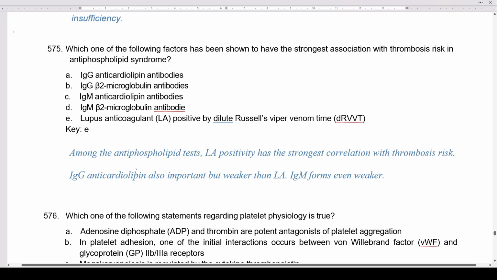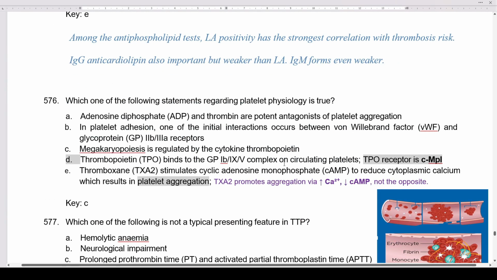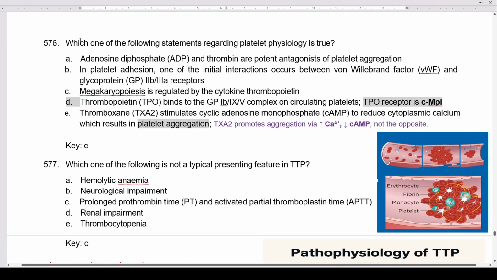Okay, so it is also important, if an LA is positive, we advise the patient to go for anticardiolipin antibodies and beta 2 glycoprotein, but LA is strongly associated with thrombotic risk. So just remember that. Which one of the following statements regarding platelet physiology is true?